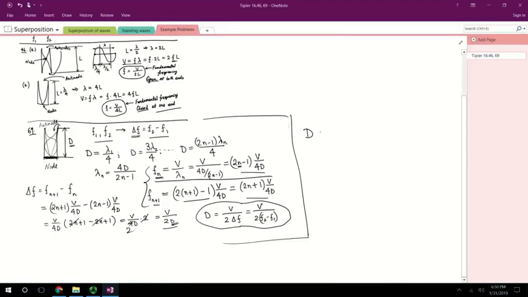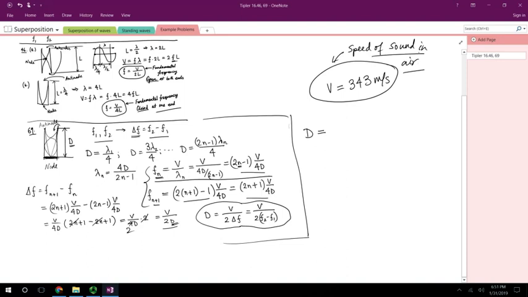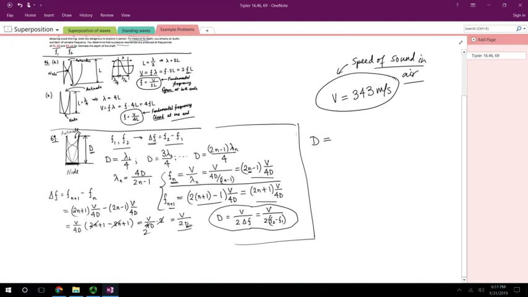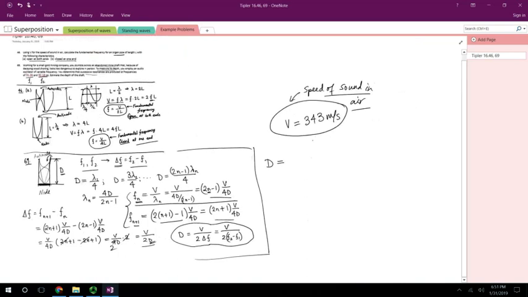So let's plug things in. We have d is equal to v. We know the speed of sound. So v, the speed of sound in air, is roughly 343 meters per second. This is an important piece of information that is not given in this problem, but you're expected to either look it up somewhere or know it. So d is equal to v over 2 times (f2 minus f1). Let's plug in v equals 343 meters per second divided by 2 times (f2 minus f1).